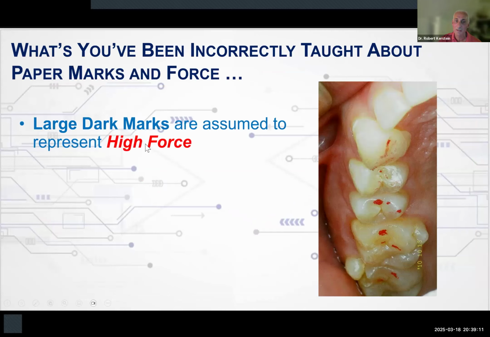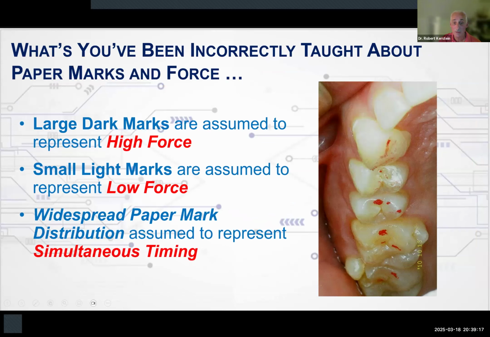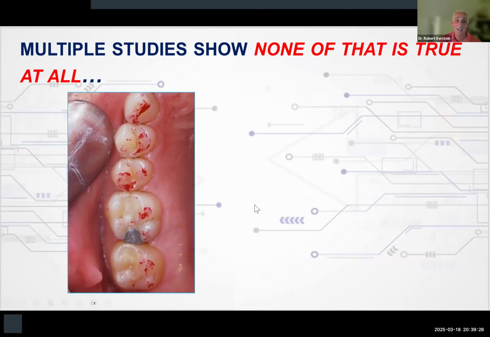Large dark marks are assumed to be high force. Small light marks are assumed to be low force. And widespread paper marks means you have simultaneous timing. And unfortunately, this is what you have to come to face if you want to move forward in occlusion in your life, no matter who you're learning occlusion from. None of that is true at all. None of it is true, right? It's what's been believed. It's what's been taught.